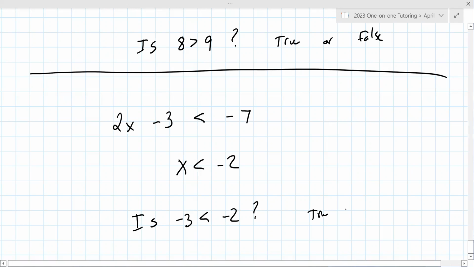That's a good sign. A lot of students really struggle with knowing where these numbers are on the number line. And that is going to be really helpful when you go to graphing inequalities.